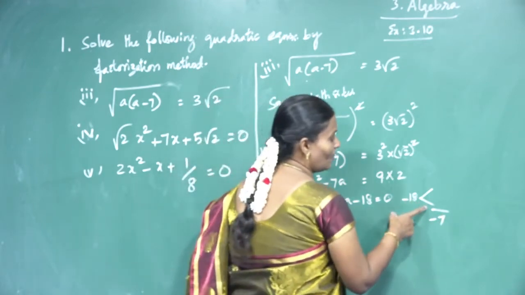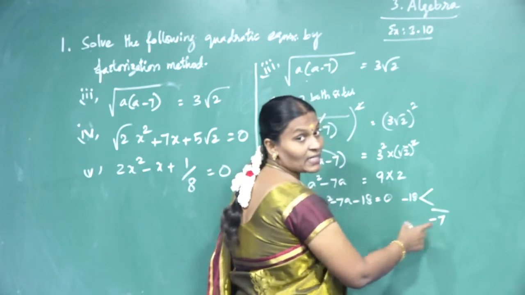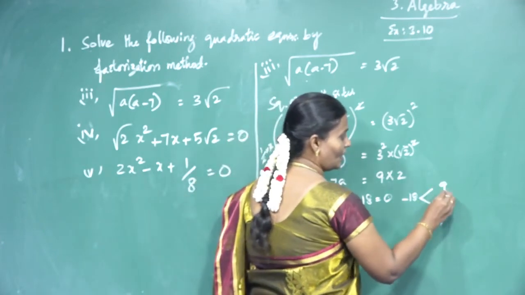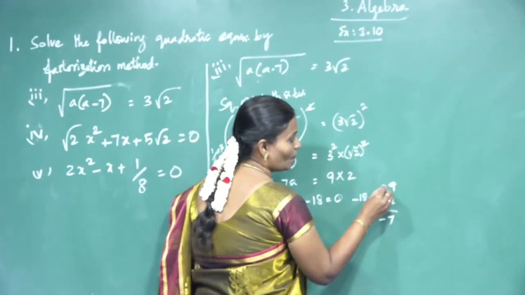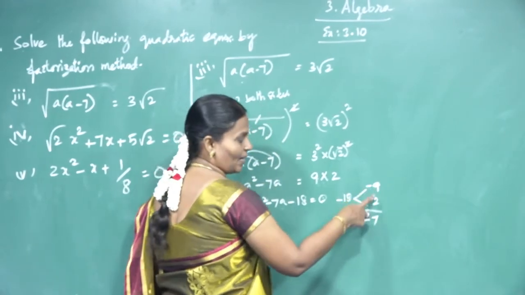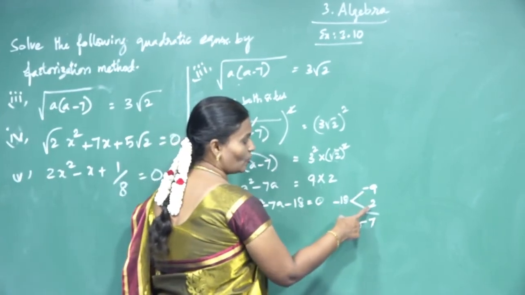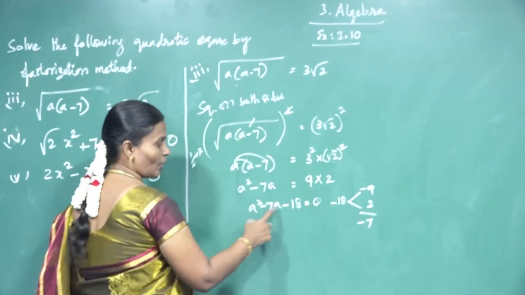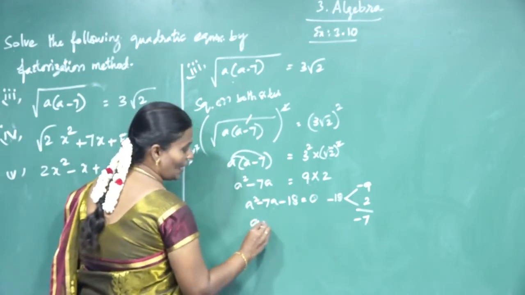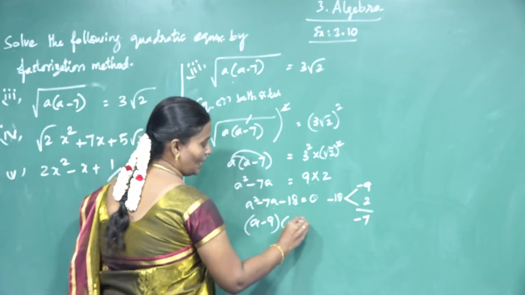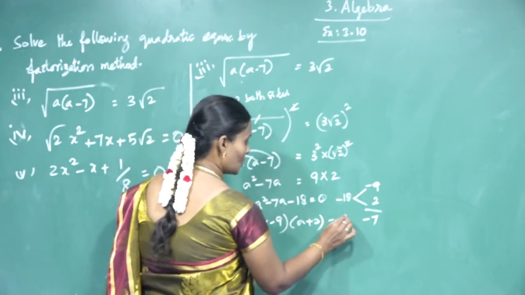Which two numbers multiply to give minus 18 and add to give minus 7? Yes, 9 and 2. See, 9 twos are 18. Here we need minus 7, so we put minus 9. Minus 9 plus 2 is minus 7, and minus 9 into 2 is minus 18. Now factorize into linear factors. What are the linear factors? a minus 9 and a plus 2. So this is equal to 0.